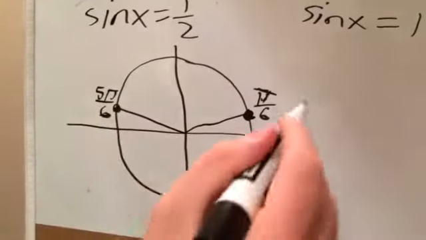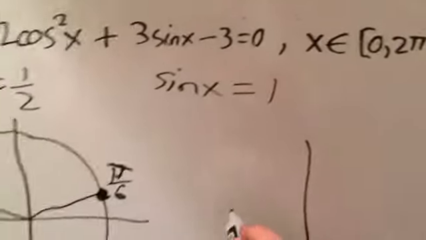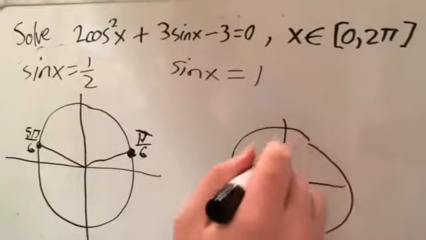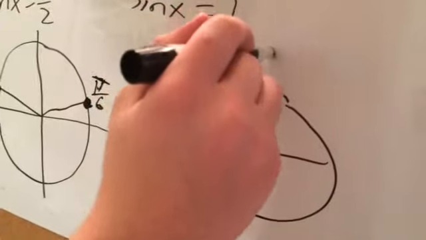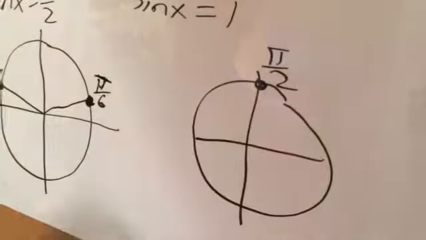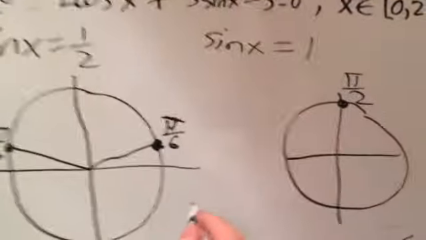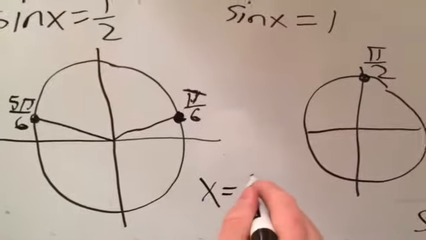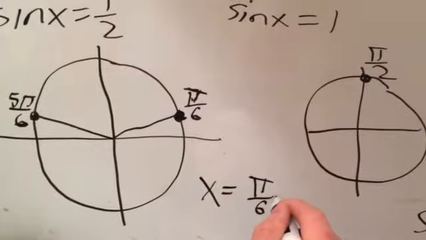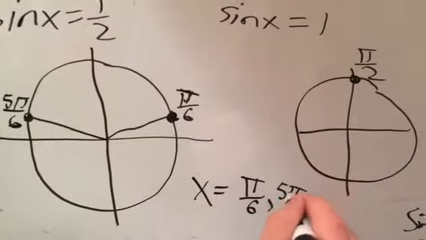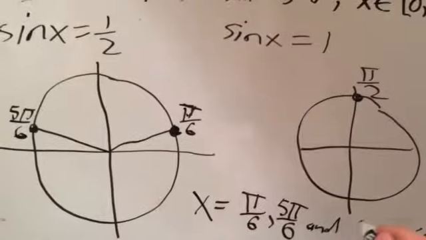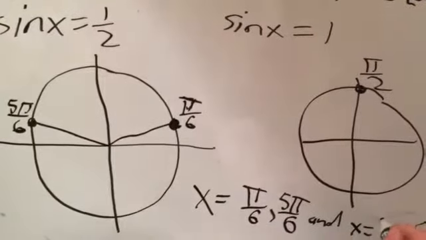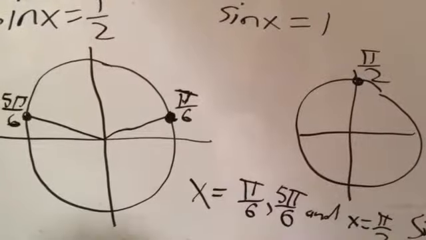Now for over here, sine x equals 1, or at the coordinate 0, 1, which is up here, our radian is pi over 2. So the final answer is x equals pi over 6, 5 pi over 6, and x equals pi over 2. Ta-da!